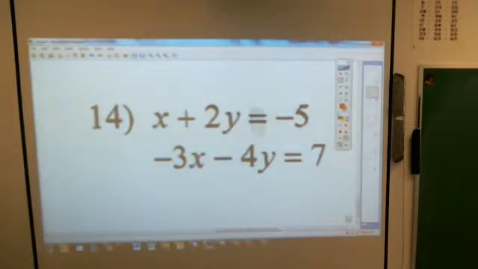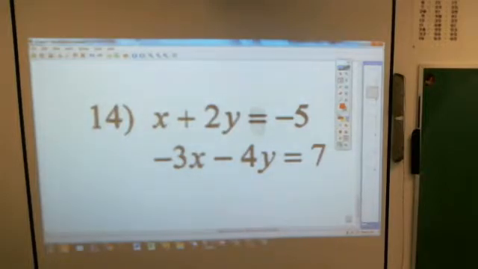Alright. Let me go over this again. In order to do substitution, one of the two equations needs to be solved for a single letter. In other words, you need it to say x equals something or y equals something. They need to be by themselves.